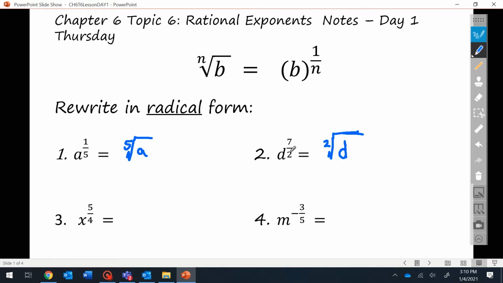But what about the 7? Well, if we get rid of the 2, it becomes the index. Well, 7 is just the exponent now. So this is the square root of d to the 7th power, which we can then simplify to, because 2 goes into 7 3 times, d cubed square root of d. All right, because 2 goes into 7 3 times with 1 left over, so 1 still under the radical. So this would be the radical form of number 2.